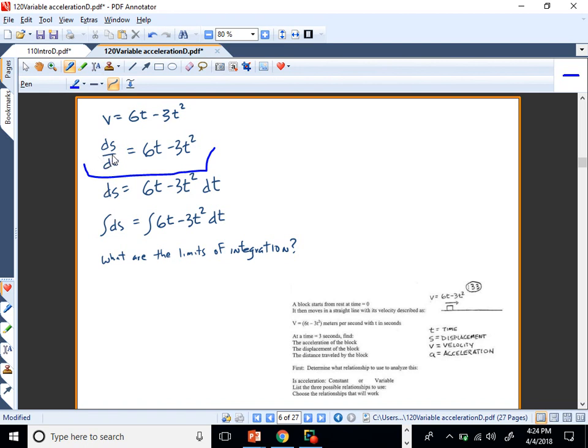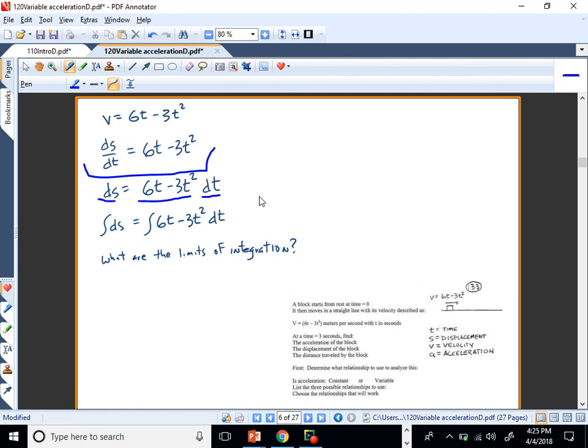Now, even though these really aren't algebraic variables, you can work with them as though they are. So if the change in displacement with respect to the change in time is 6t minus 3t squared, that means the change in displacement is 6t minus 3t squared times dt, the change in time. Okay? Now that's a differential relationship.